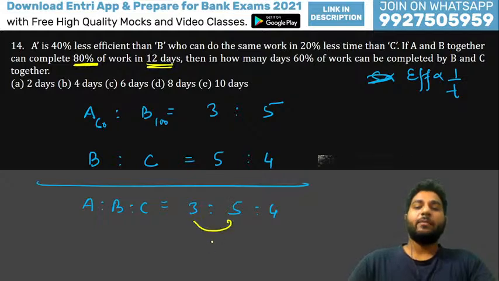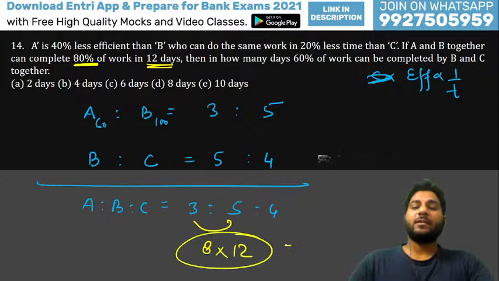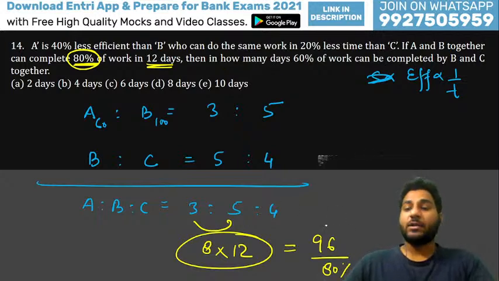So A and B had a combined efficiency of 8. When they work for 12 days, their total work will become 96. Okay, but this 96 will be equal to 80% of the work. So let's equate it with 80%. Now, do not jump to the conclusion and multiply it by 100 to get the total work. Just read the question carefully.